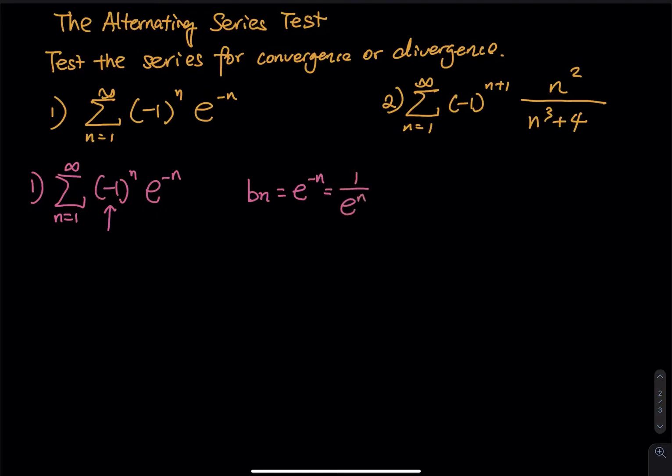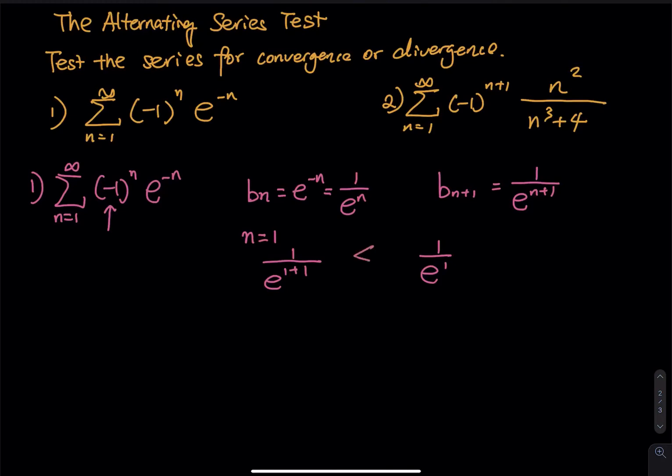And then the next term, bn plus 1, is equal to 1 divided by e to the n plus 1. And then we have to make a comparison. First of all, we have to prove that bn plus 1 is smaller. So when n is equal to 1, let's put the bn plus 1 on this side: 1 divided by e to the 1 plus 1. And then the bn is 1 divided by e to the first. Which one is bigger? If you take a quick approximation, bn plus 1 is smaller.